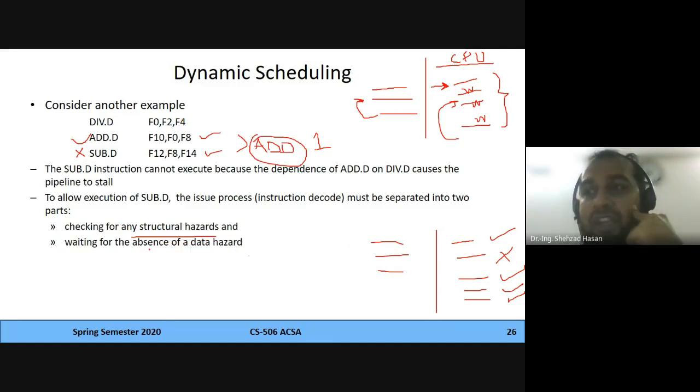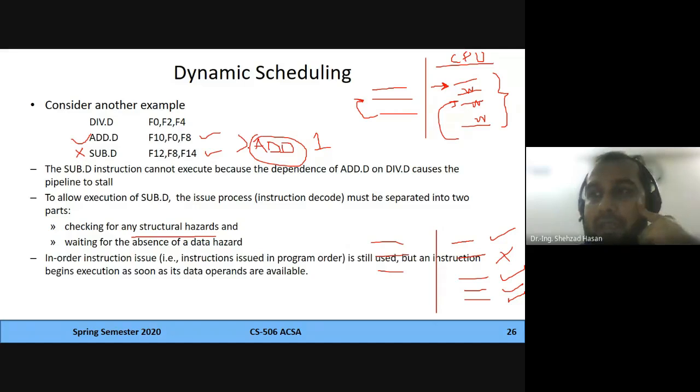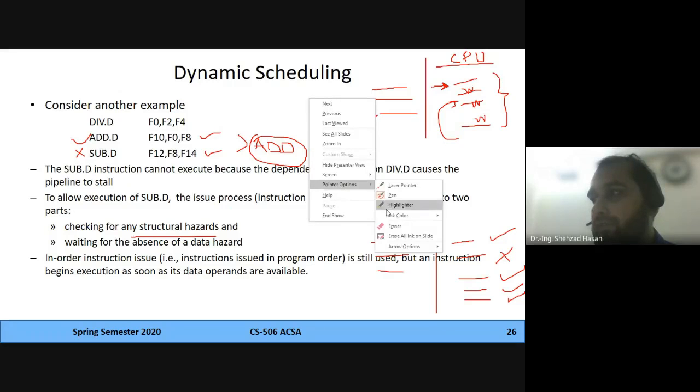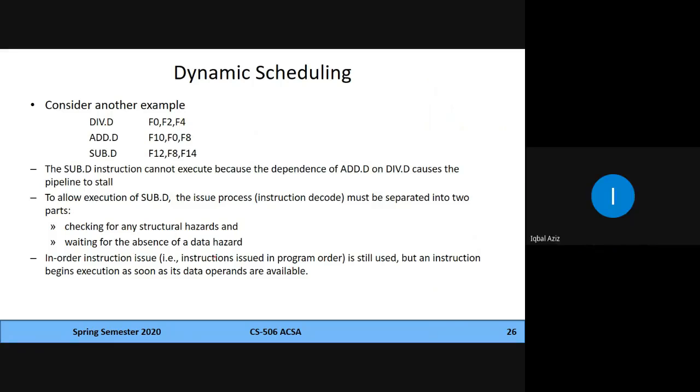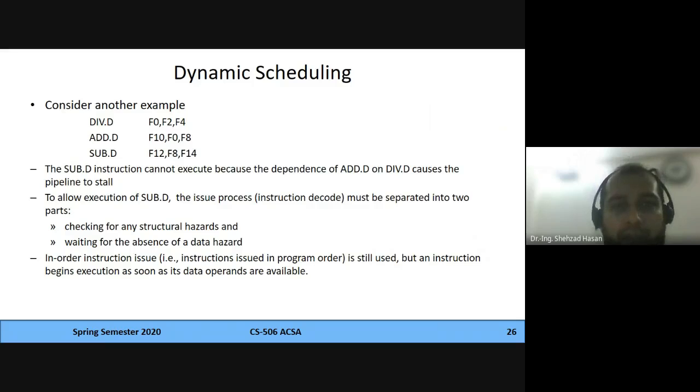The second thing you have to check is that all the data is available. So if the data is available and there is no structural hazard, you are going to continue with that instruction. Right? Okay. So that's the main thing in dynamic scheduling. I'm going to come to the different types of methods that have been implemented in the past and what is happening in the latest architectures. So are there any questions here? No, sir. Okay. So let's move on.